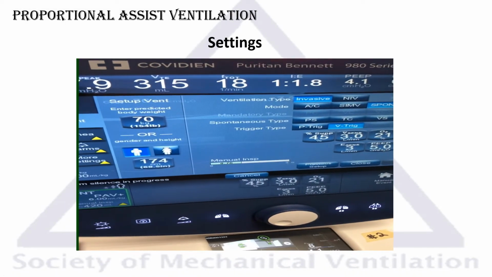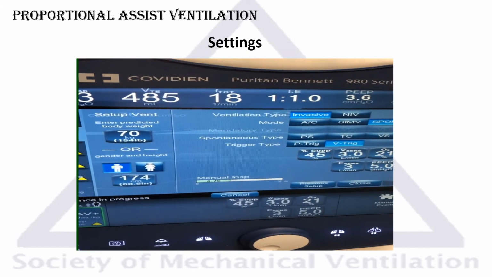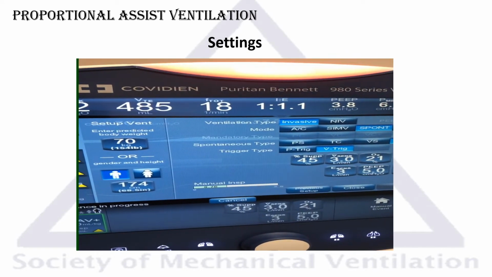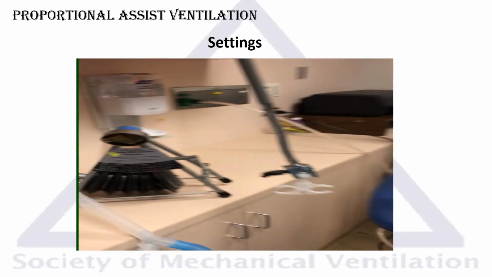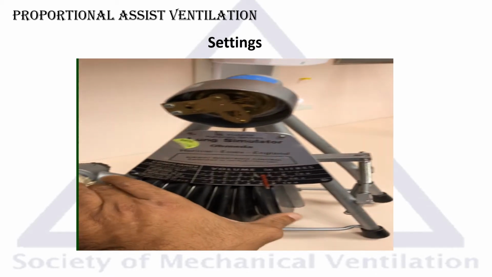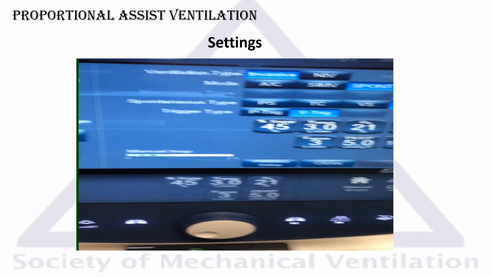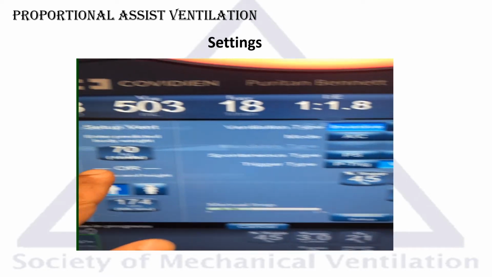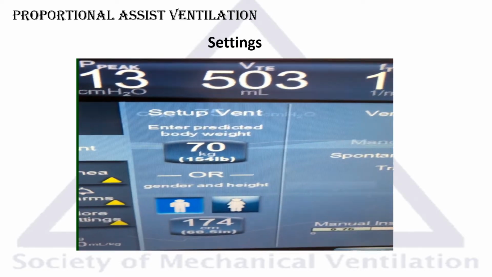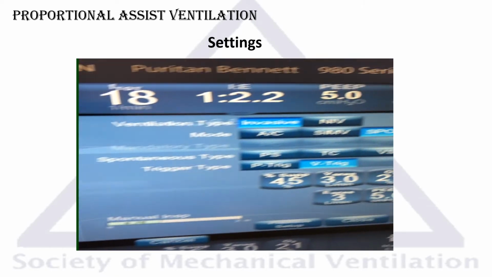We'll start this video by talking about how to set proportional assist ventilation. This is a Covidien Puritan Bennett 980 ventilator, and we will be using a lung simulator. So we'll start by choosing, of course, the patient's weight and gender, male or female, and it calculates the ideal body weight.